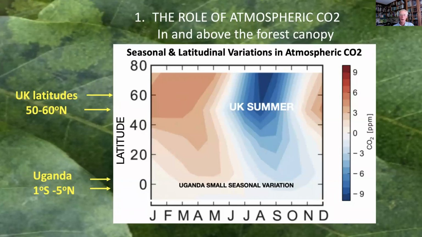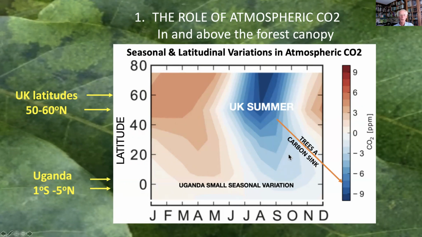Now look at that chart very carefully and you'll see that in the UK summer, trees are a carbon sink. At the moment, August now, trees are covered in leaves. And as a result, there's a lot of photosynthesis going on and trees are sucking in CO2 from the atmosphere, as you can see from that chart.